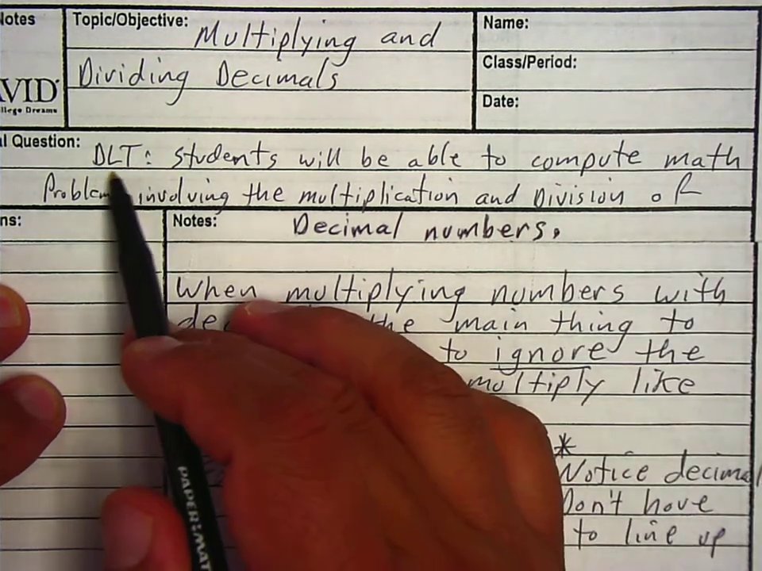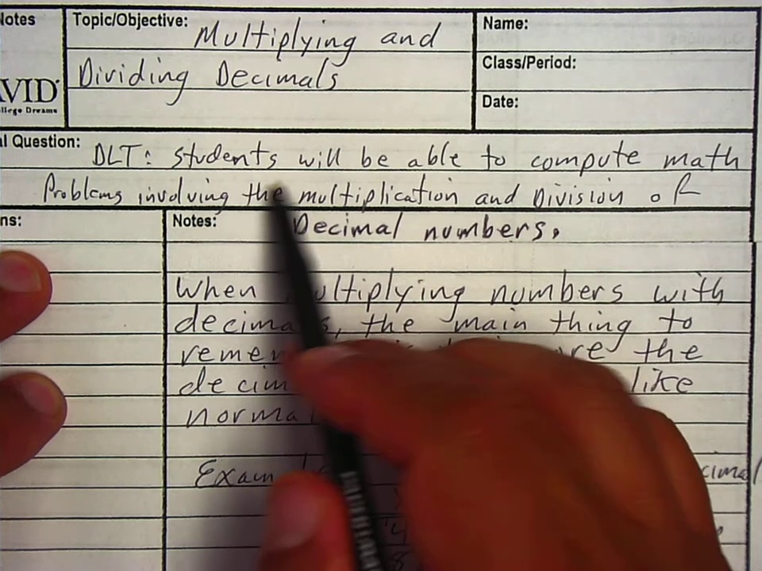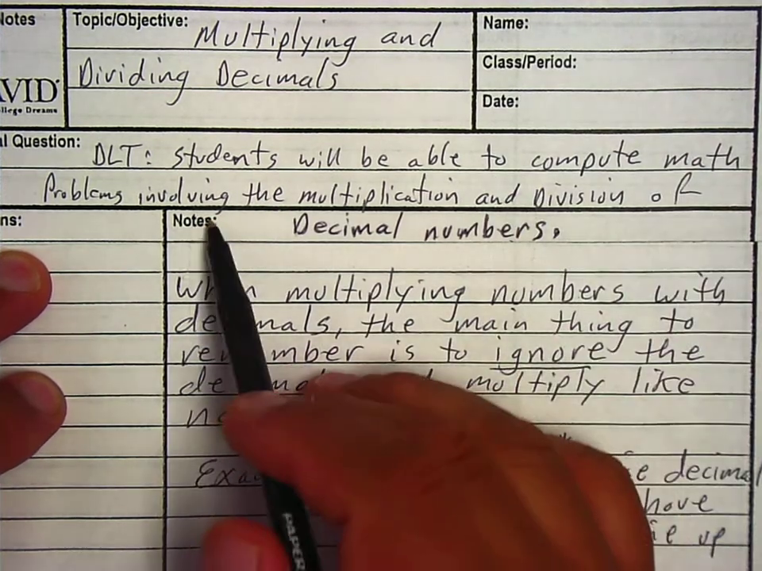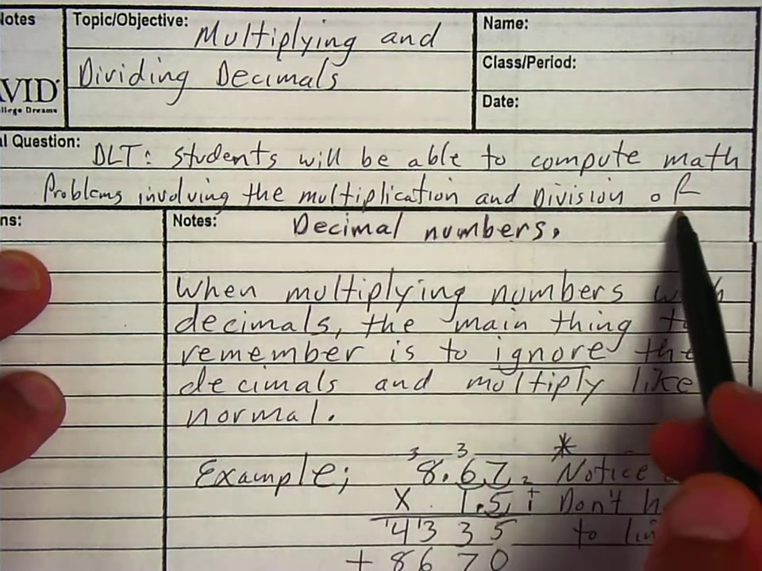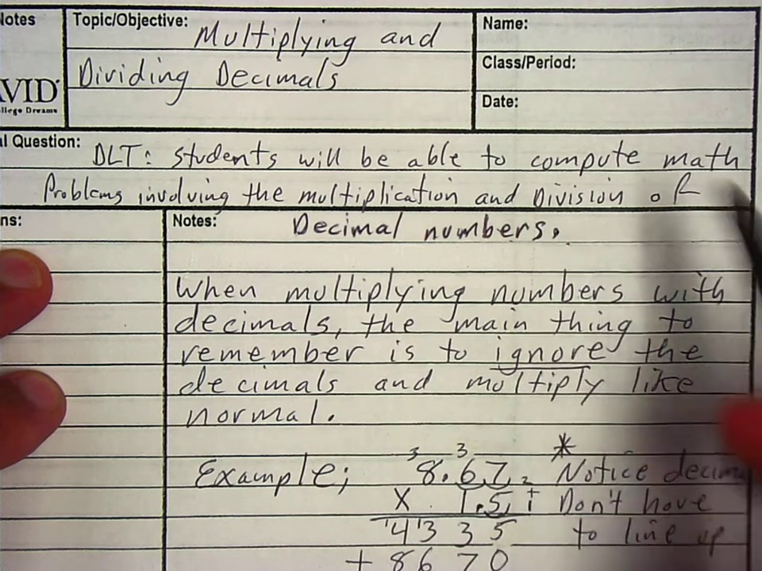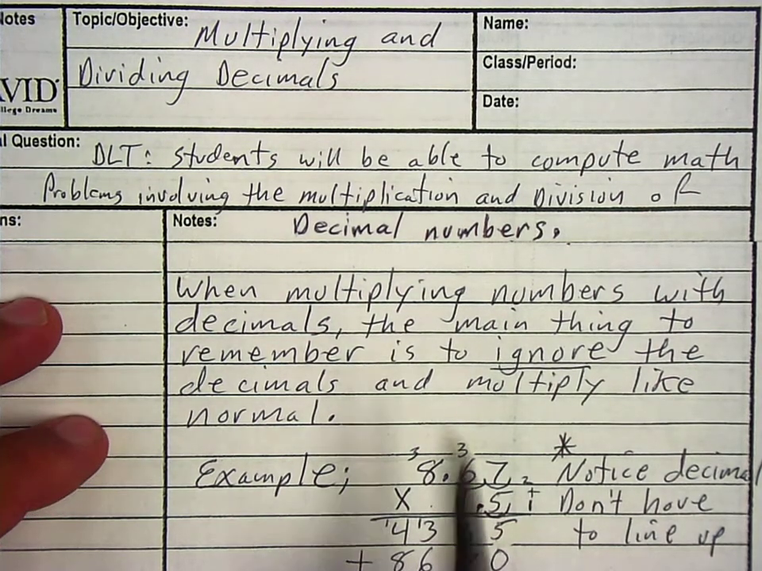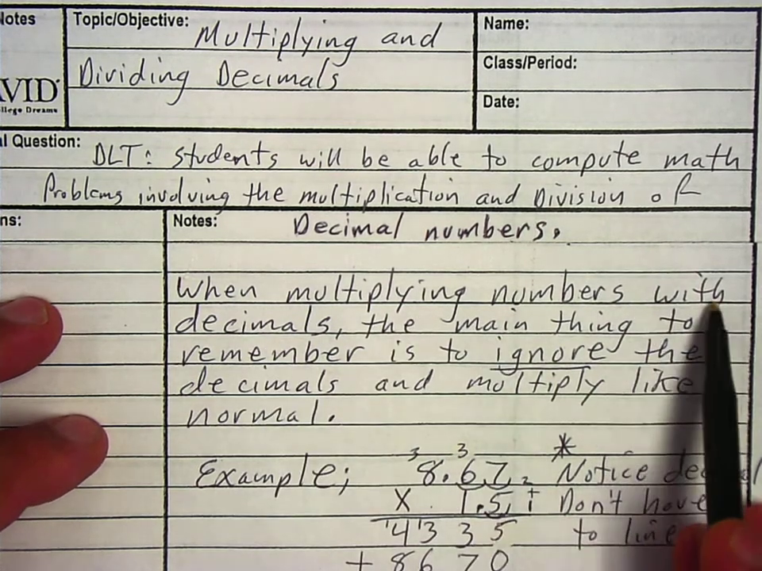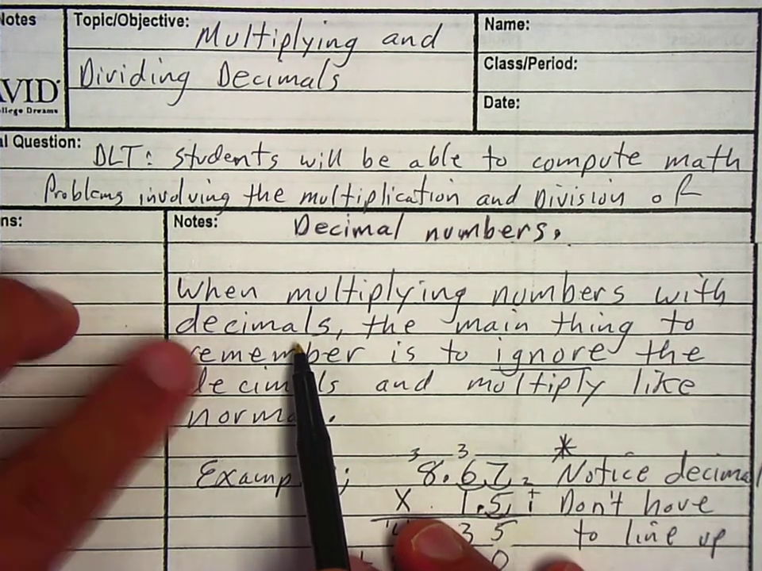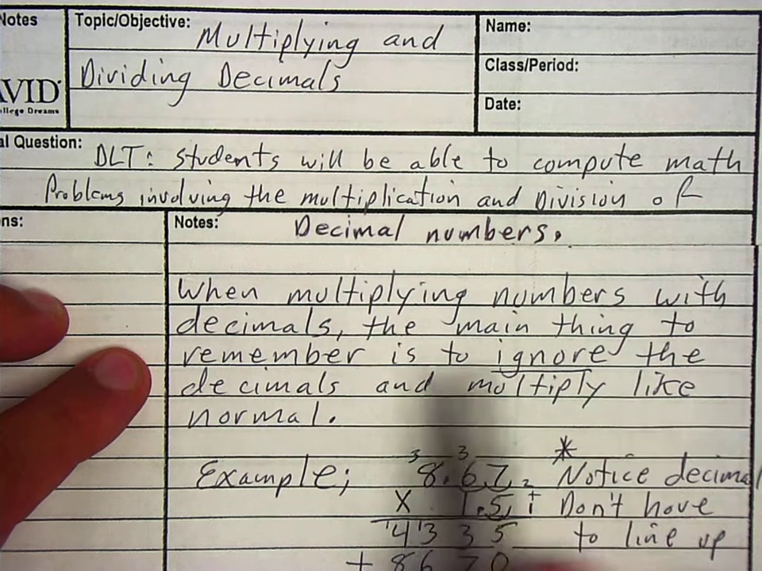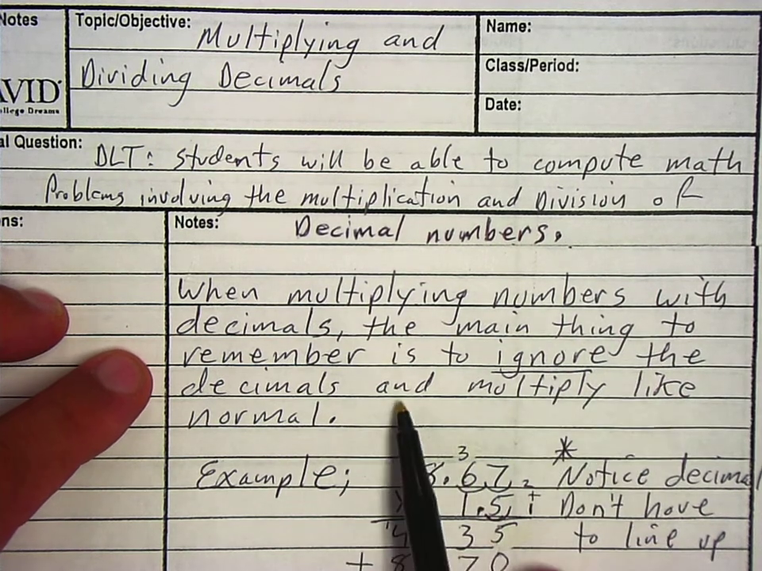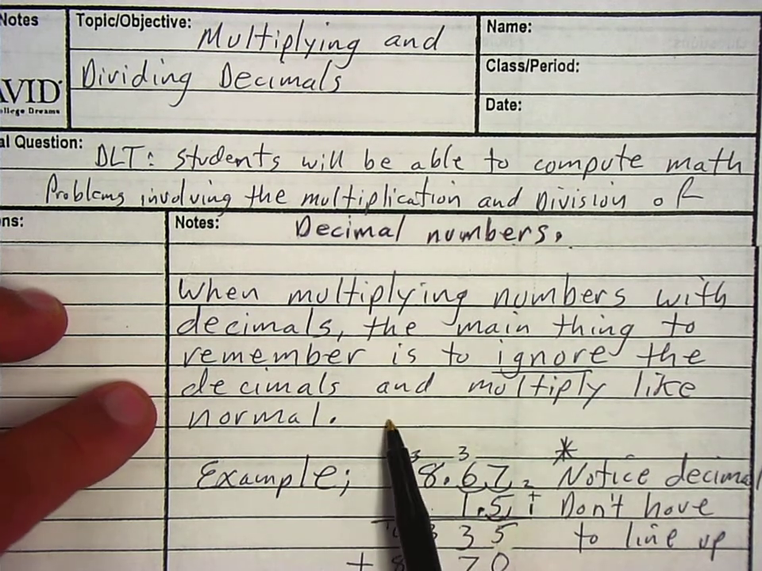Today's daily learning target is: students will be able to compute math problems involving the multiplication and division of decimal numbers. First we're going to start with multiplying decimal numbers. When you multiply decimal numbers, the main thing to remember is to ignore the decimals and multiply like normal.